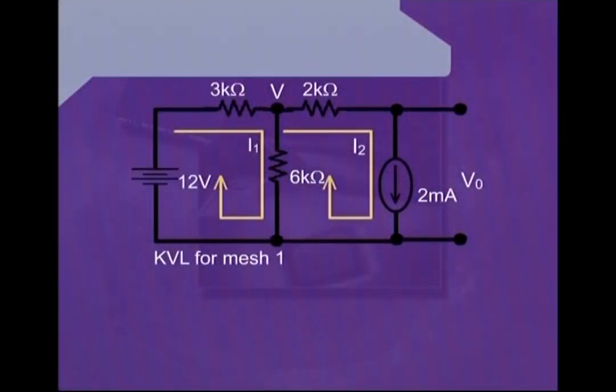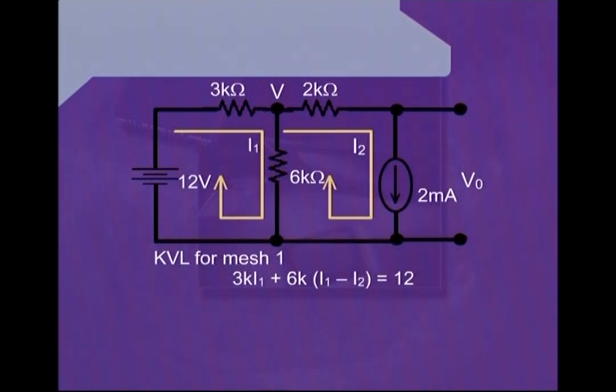The KVL equation for mesh 1 will be 3K I1. Now we have written 3K I1. That will mean that I am starting to write the KVL equation from the top left corner of the circuit.